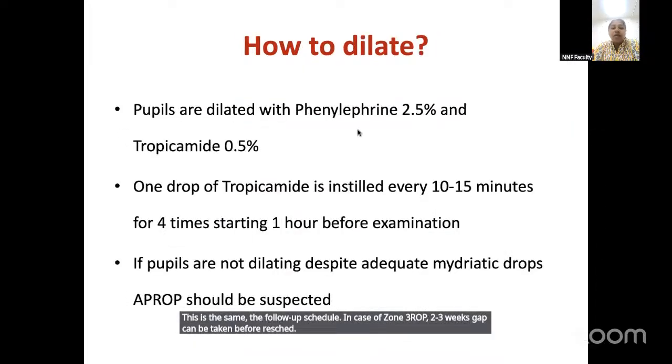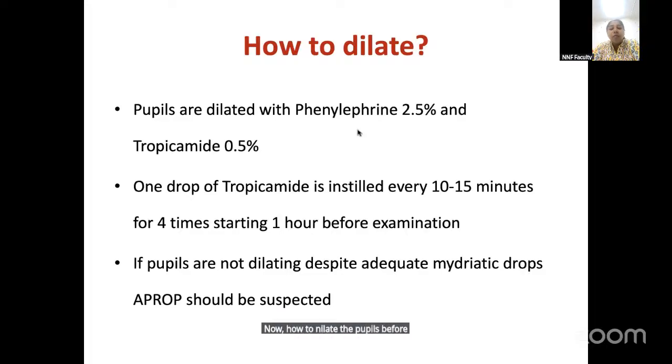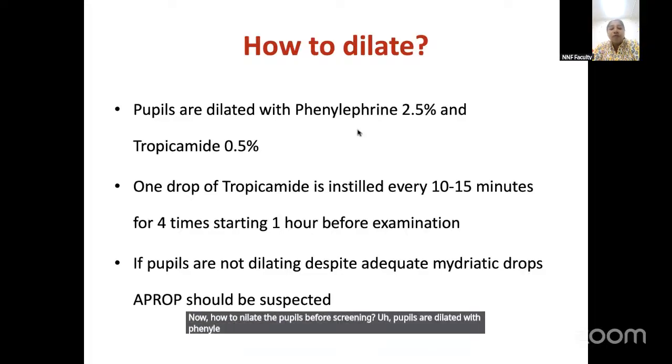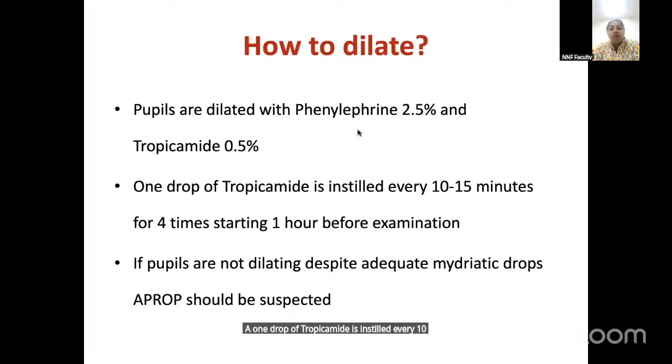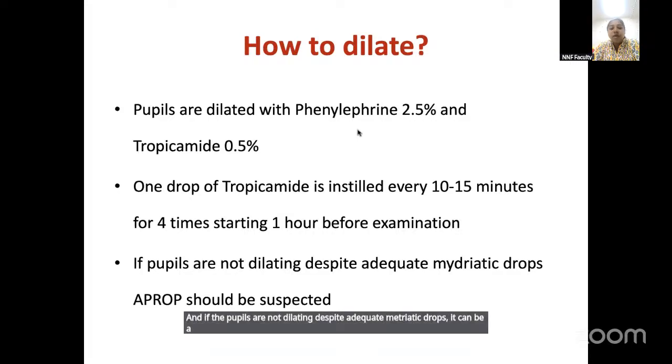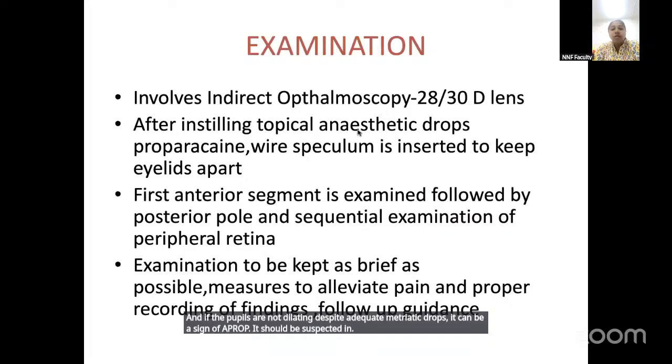Now, how to dilate the pupils before screening? Pupils are dilated with phenylephrine 2.5% and tropicamide 0.5%. One drop of tropicamide is instilled every 10 to 15 minutes for 4 times starting 1 hour before the examination. And if the pupils are not dilating despite adequate mydriatic drops, it can be a sign of APROP. It should be suspected and visualized likewise.